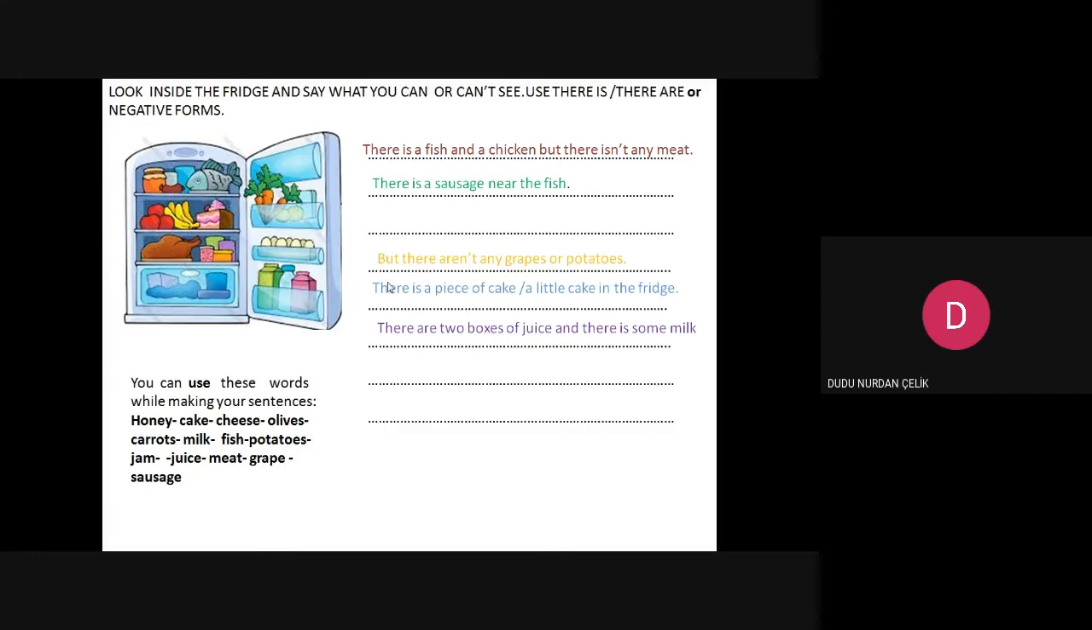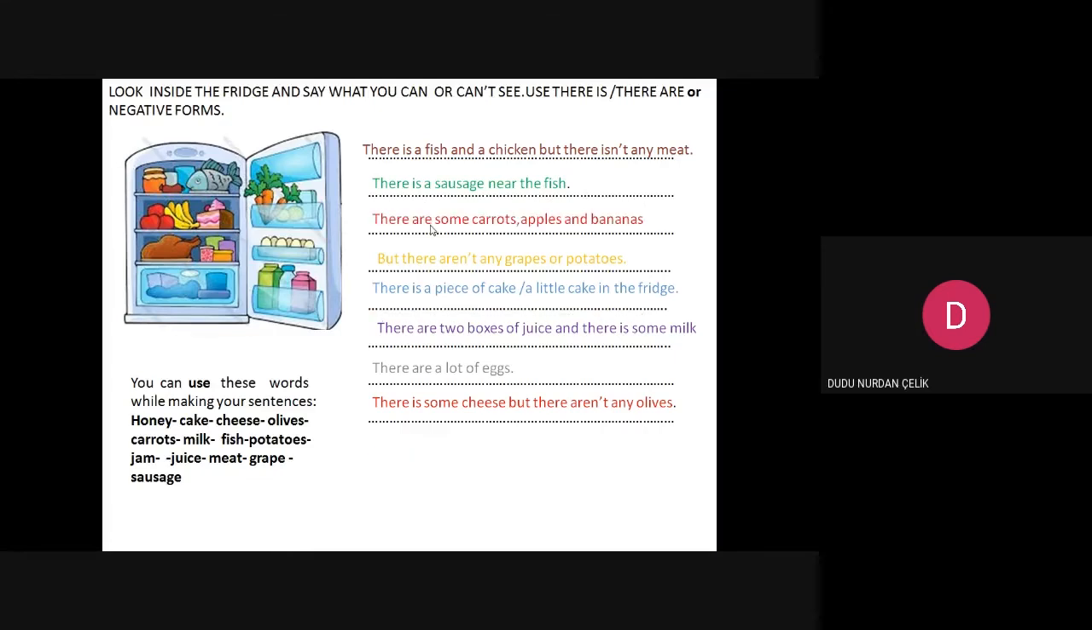There is a piece of cake. Look, there is a piece of cake. Not a big cake, but a piece of. Or we can say a little cake in the fridge. There are a lot of eggs. See? There are a lot of eggs. There is some cheese. Look, there is some cheese here, but there aren't any olives. No olives. This is jam maybe. Okay.